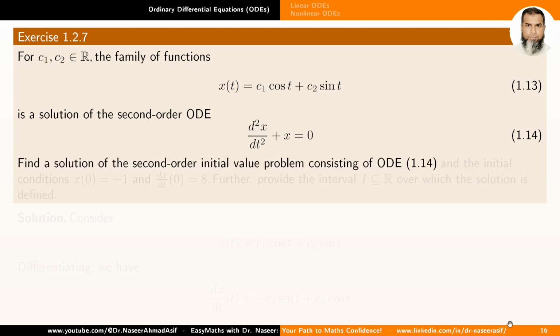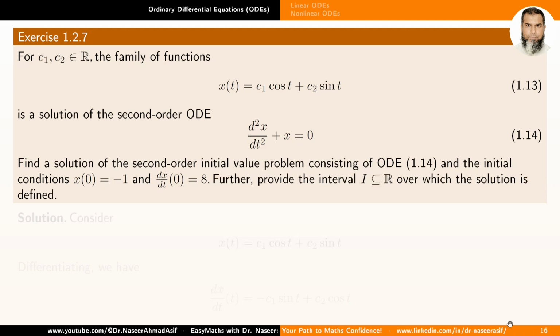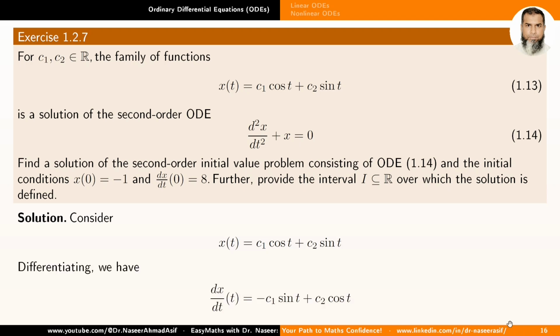Find the solution of the second order initial value problem consisting of ODE 1.14 and the initial conditions x of 0 equal to minus 1 and dx/dt of 0 is equal to 8. Further, provide the interval I subset of R over which the solution is defined. Well, see the solution. Consider the given function x of t is equal to c1 cosine t plus c2 sin t. Just differentiating, we have dx/dt of t is equal to minus c1 sin t plus c2 cosine t.